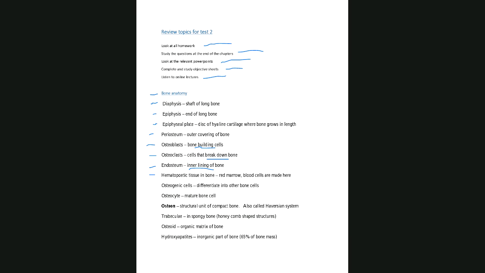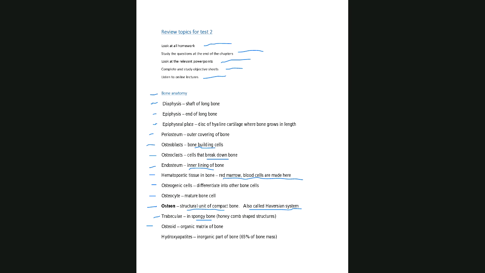Hematopoietic tissue is in your red marrow, and red blood cells are made here. Well, all blood cells are made here. Osteogenic cells differentiate into other bone cells. Osteocyte is a mature bone cell, and it should say osteon. I'm not sure if it does or not. I can't quite see it on this little tiny screen. This is the structural unit of compact bone. It's also called the Haversian system. And trabeculae are honeycomb-shaped structures in spongy bone.